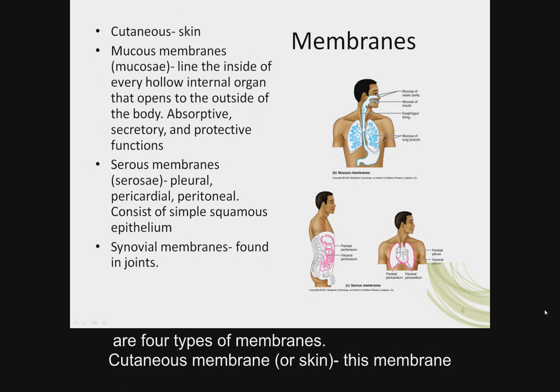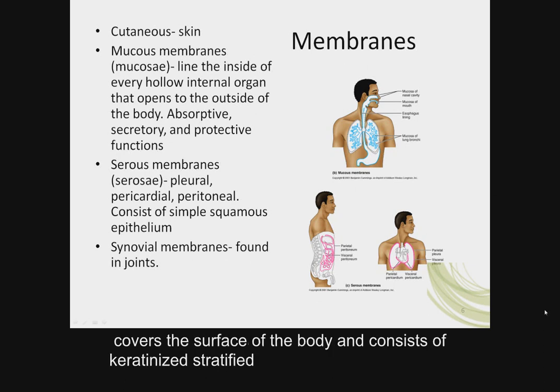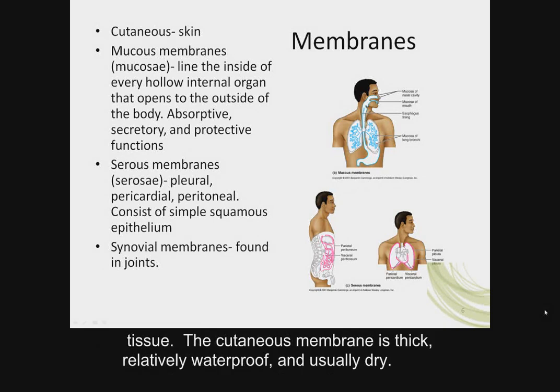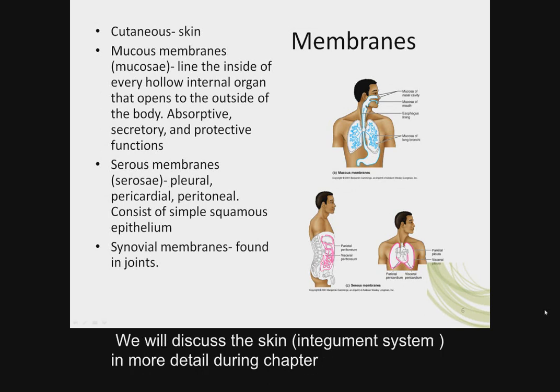1. Cutaneous membrane or skin. This membrane covers the surface of the body and consists of keratinized stratified squamous epithelium and an underlying layer of areolar tissue and dense connective tissue. The cutaneous membrane is thick, relatively waterproof, and usually dry. We will discuss the skin, or integument system, in more detail during Chapter 5.